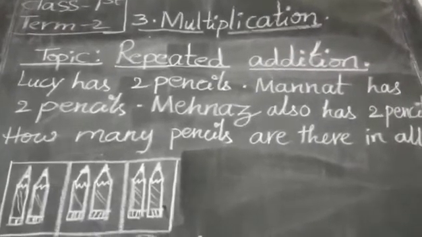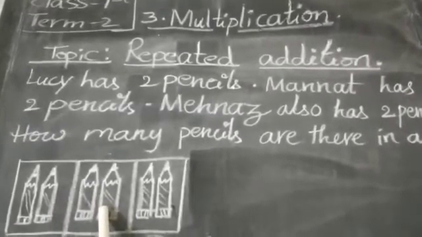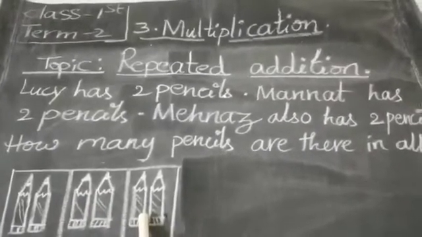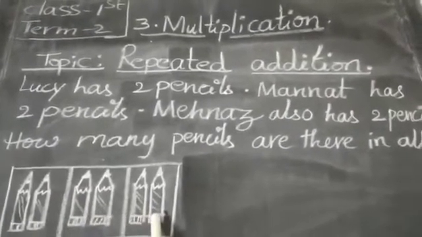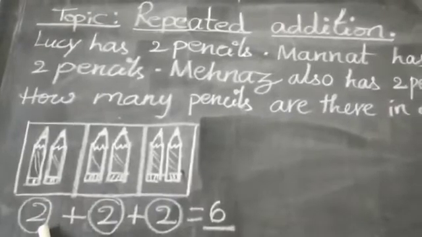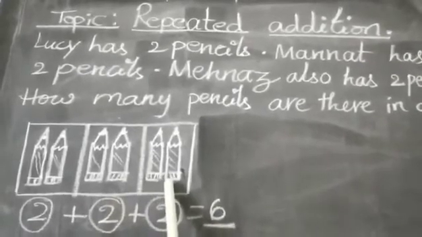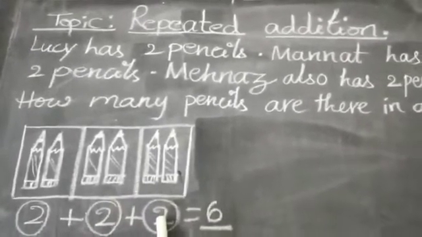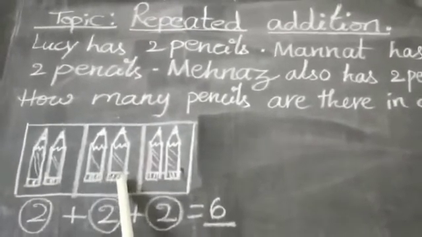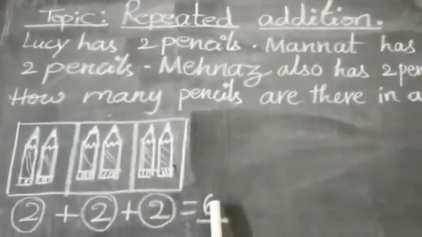Look at this picture. Lucy has 2 pencils. Mannat has 2 pencils. Mehnaz also has 2 pencils. Tell me children, how many pencils are there in all? First group 2 pencils plus second group 2 pencils plus third group 2 pencils. How many pencils are there in all? 1, 2, 3, 4, 5, 6. 2 plus 2 plus 2 is equal to 6.